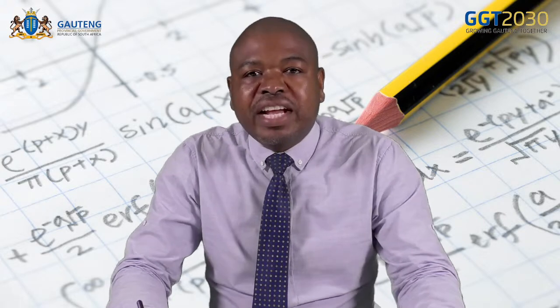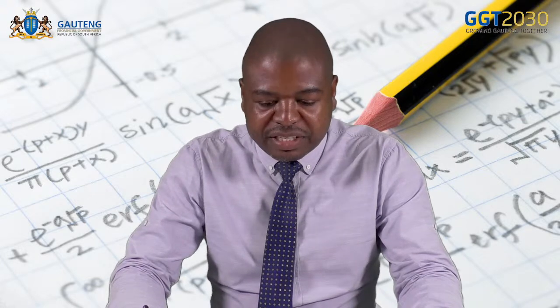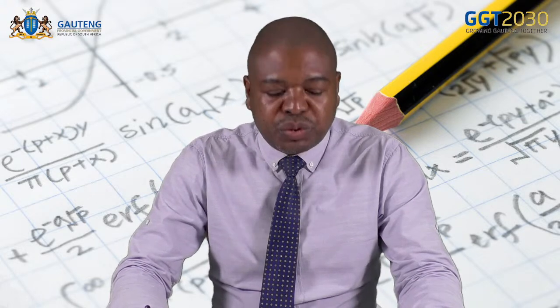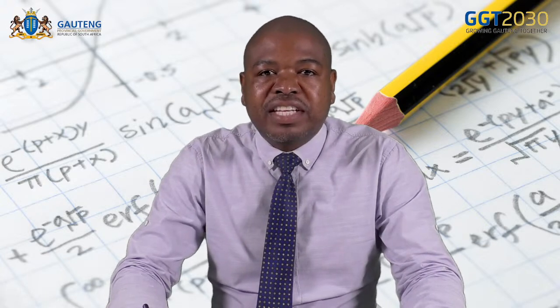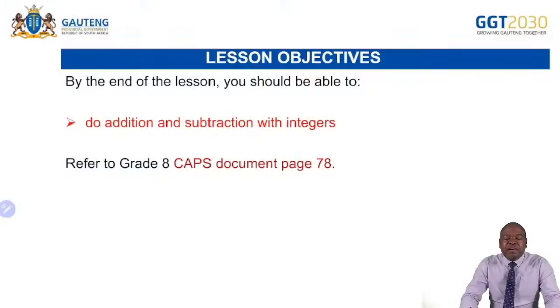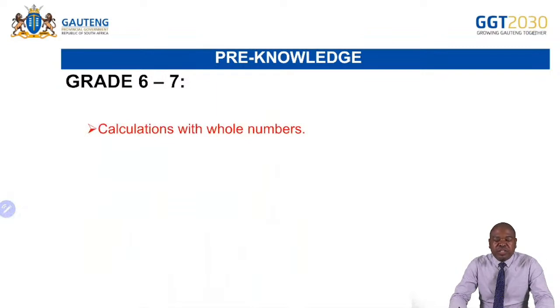We are still looking at integers, where we expect that by the end of this lesson, you should be able to do addition and subtraction with integers. In our previous grades, as well as previous lessons, we looked at the calculations with whole numbers. We also looked at integers. It is not the first time that we are introduced to integers.